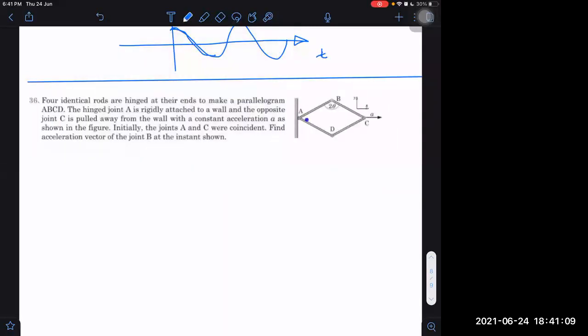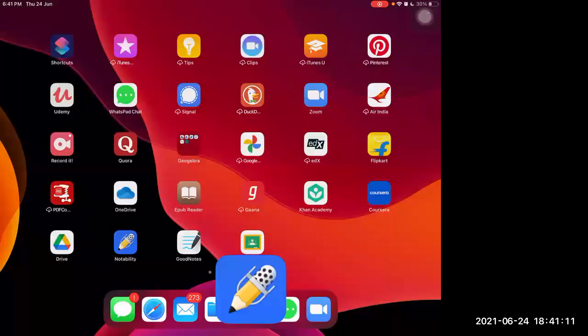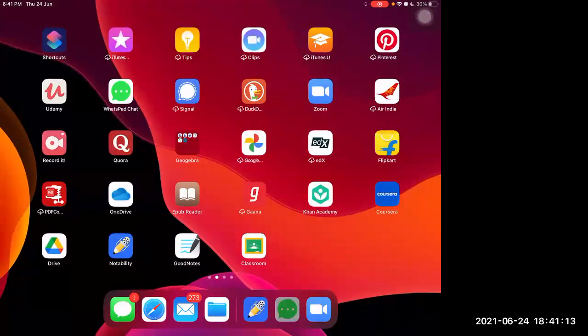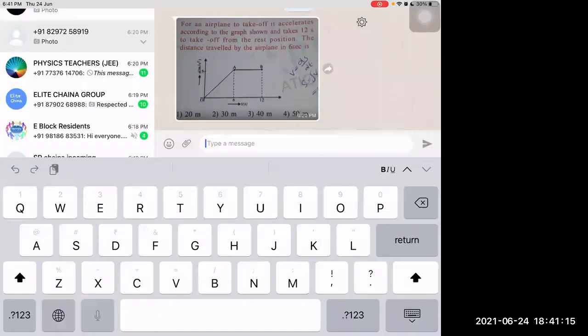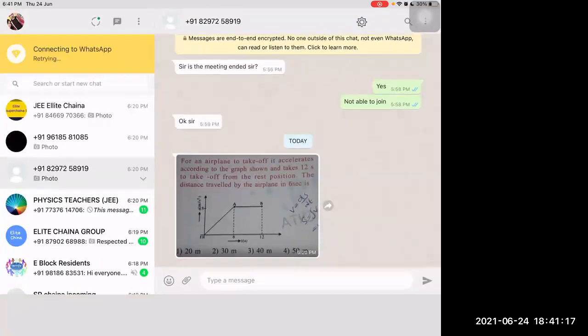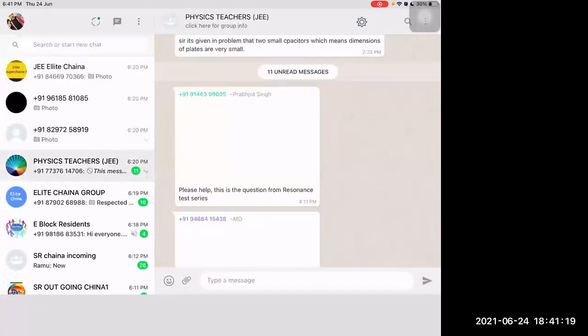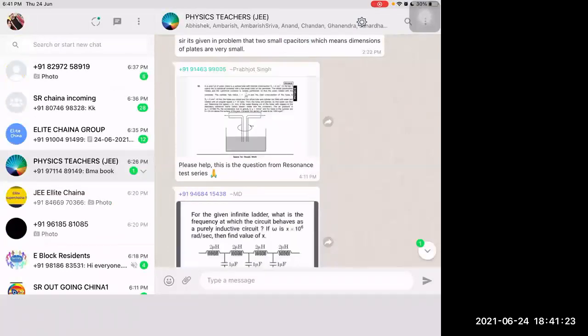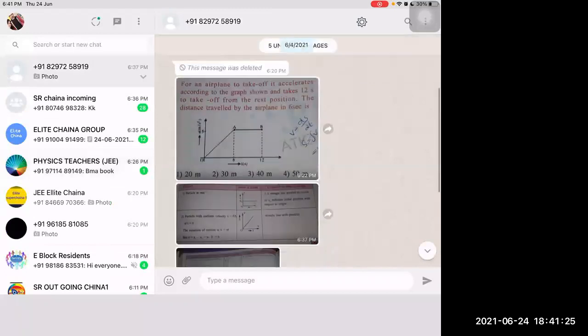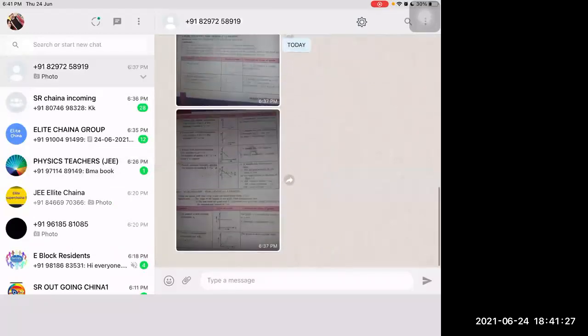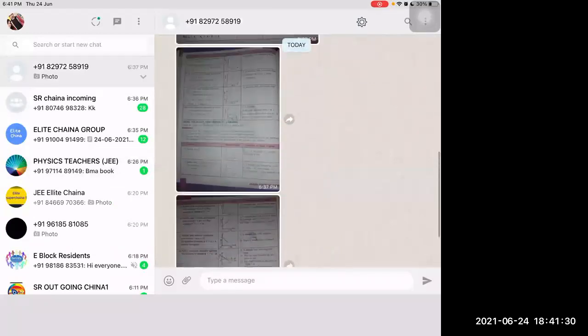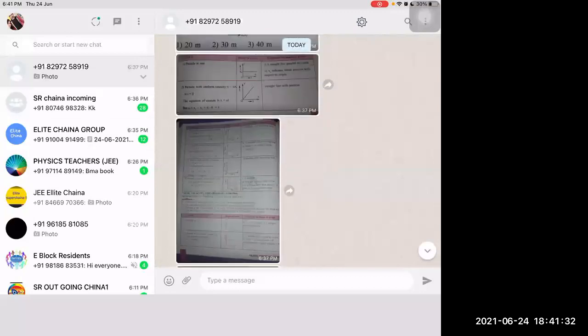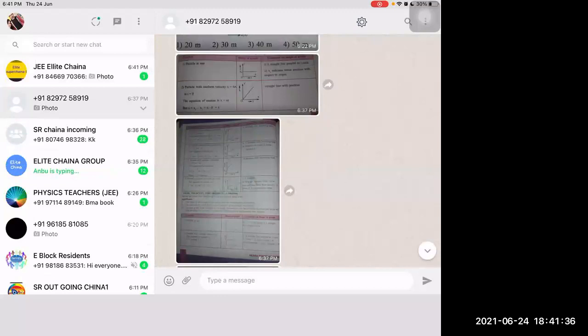Sir, I have sent one pic now, based on projection. Where is it? What have you sent? Show me. You are sending separately. Don't send like this. Send it in the group. Don't send it in the group.